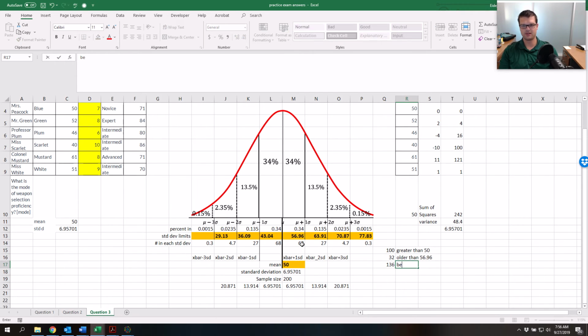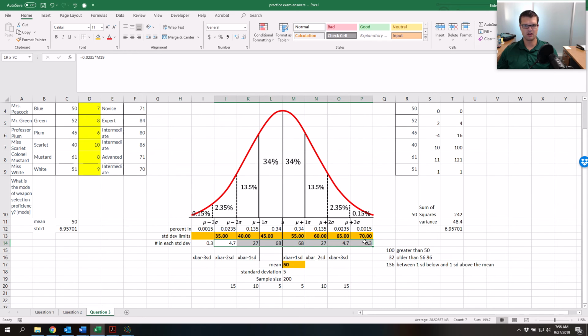But this is between 1 standard deviation below and 1 standard deviation above the mean. So this kind of gives you an idea. But once again, if I had a rounder number, it'd be a lot easier, right? If I say how many people are above 35, I would just add all of these together. How many people are below 65, are younger than 65? I would add all these together. How many people are between 45 and 55? You'd add these. And where a lot of people mess up is they forget to include both of these point threes.